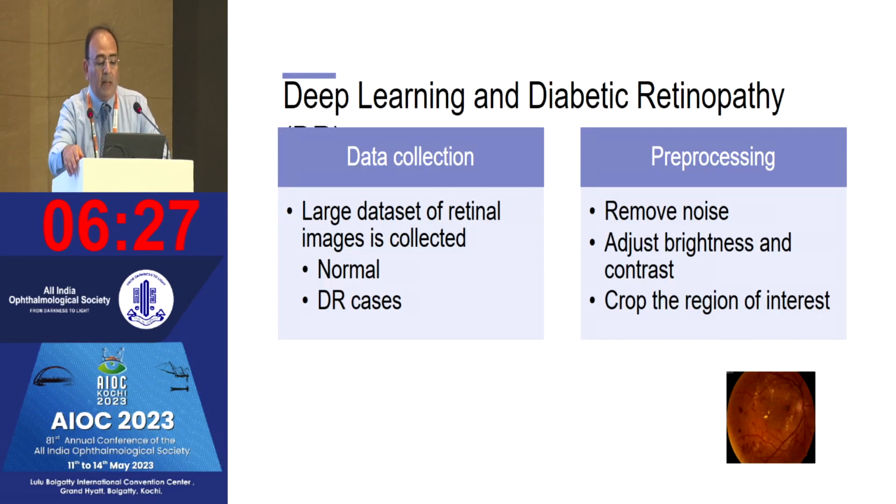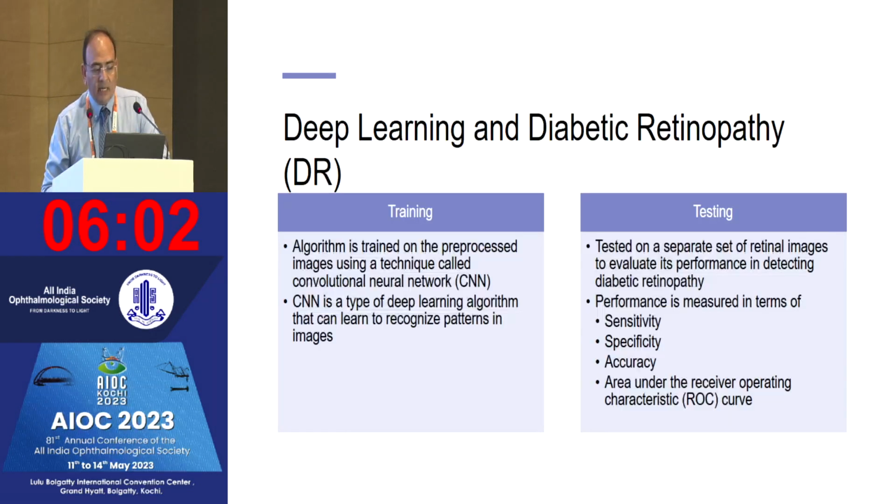Deep learning and diabetic retinopathy, as Dr. Prasanna said. So first of all, what you do is you collect large data sets, both of normal and diabetic retinopathy cases. Then there's pre-processing. You remove the noise, you adjust the brightness and contrast, and crop the region of interest, and tell the machine that this is a hemorrhage, this is a microaneurysm, this is hard exudates.